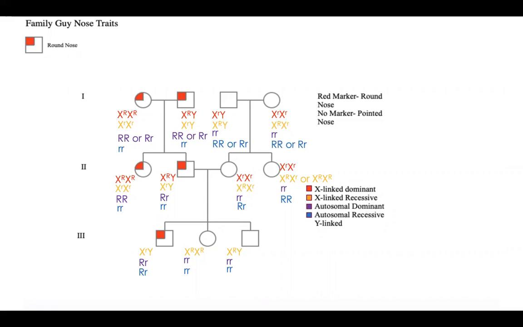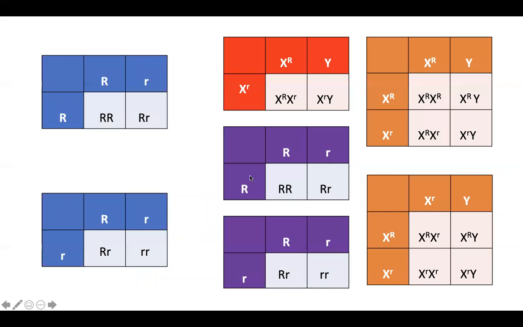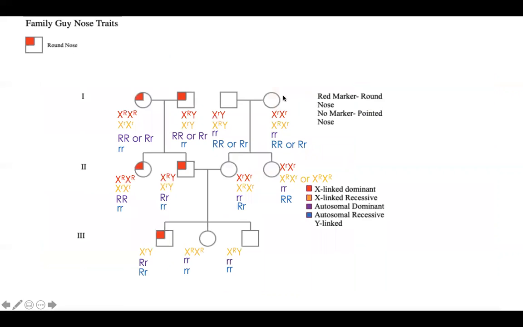When going through the possible modes of inheritance, starting with X-linked dominant, we run into some problems once we get to generation two to generation three. Generation one to two checks out completely. However, as we can see with Peter's X^R Y and Lois's X^r X^r, their children should only be males with the pointed nose and females with rounded noses. However, Chris here has a rounded nose, so that is not able to check out.